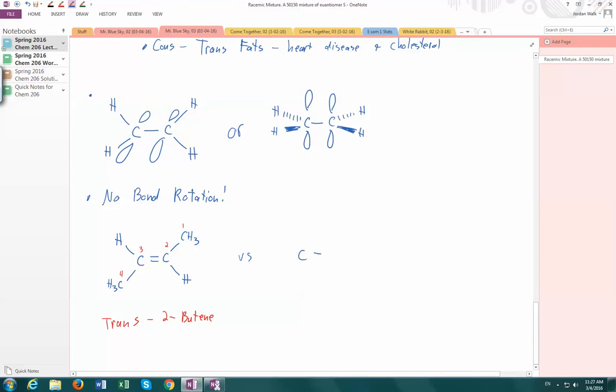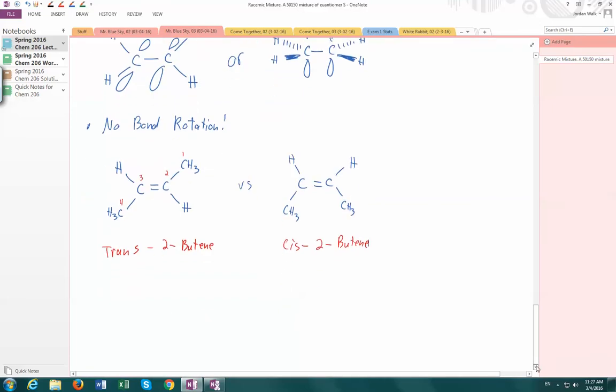Alternatively, we can have the cis form. So in that case, we're going to have our methyl groups on the same side. It's a very similar name. We just change the trans to cis. We might ask ourselves, well, which is more stable? Is it going to be the trans-2-butene or the cis-2-butene? I think I hear both.